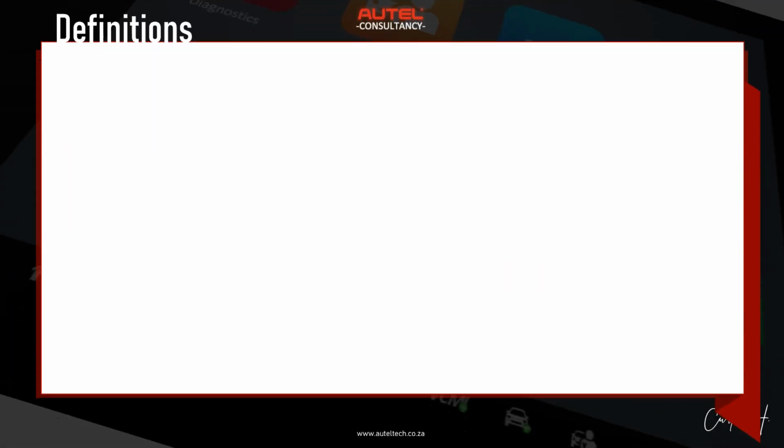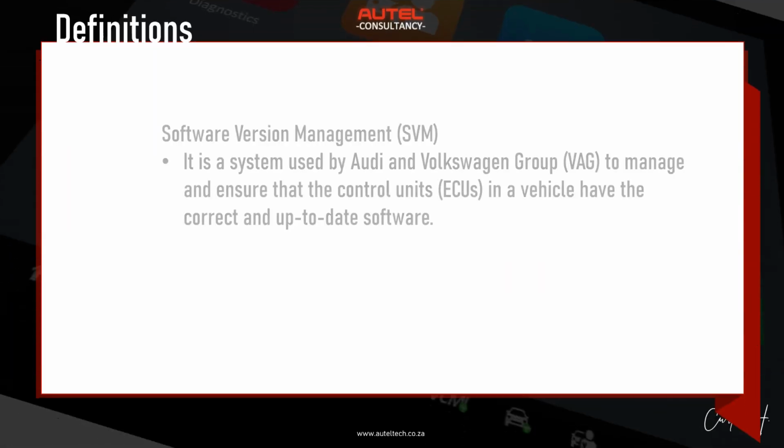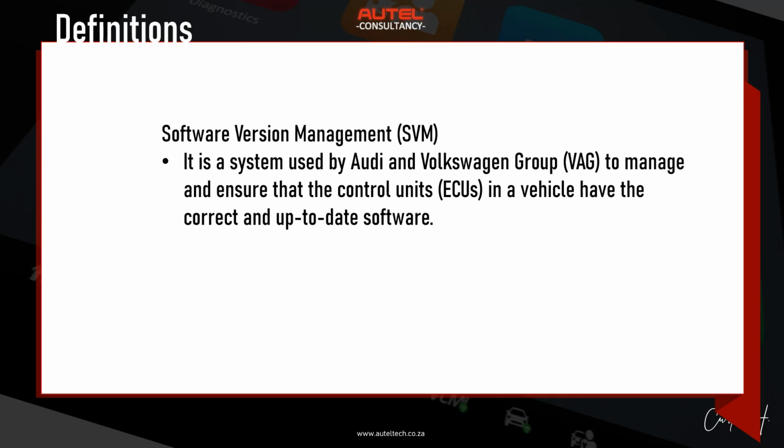Okay. The next definition is software version management. It's a system used by Volkswagen and Audi to manage and ensure that the control units in a vehicle have the correct software update. What it does is compare the software coding in the control units with the latest version available. When it sees a discrepancy, such as outdated software or incorrect coding, the SVM will calculate new coding values or suggest software updates, and the system will then prompt the technician to update the control unit with the newly calculated values. Okay, so when you have a brand new module from the dealer that comes to you blank, you're going to need to do this procedure.